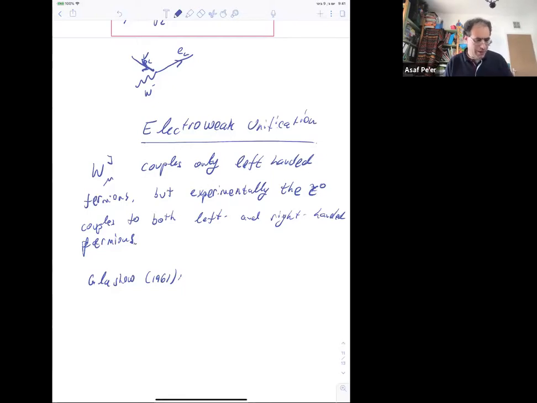Now, the really amazing thing is that Glashow did all that before they knew about the existence of the Z boson, so they couldn't really measure it. And then we'll show you next week how we get a way of giving mass only to the Z, but not to the photon. It's quite cool.